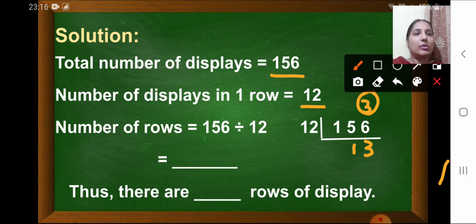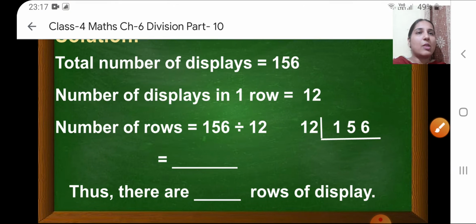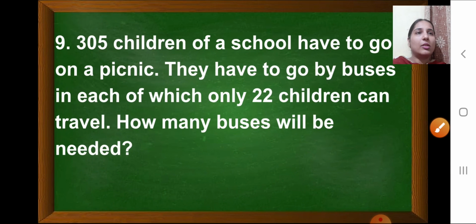So there are 13 rows of display. Okay, so that we will write in the final statement here, that thus there are 13 rows of display. Okay, now let's move to the next question.